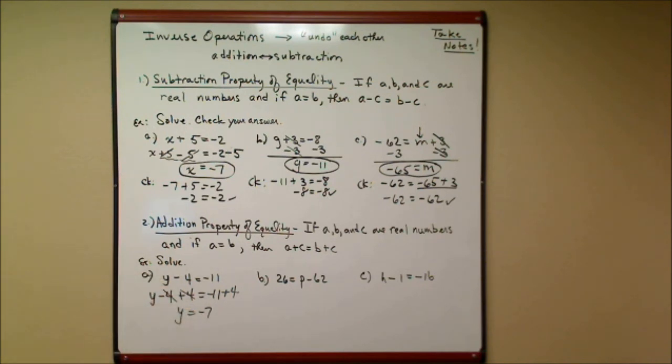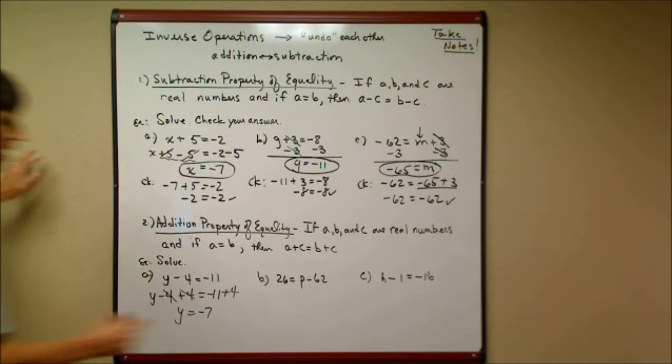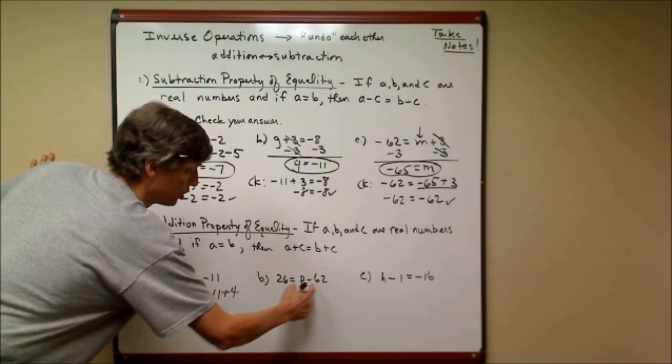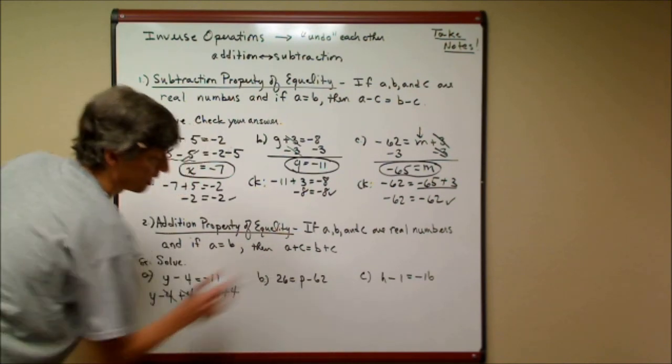In the next problem here, the variable's on the right side. Again, that doesn't matter. If you can't stand that variable being on the right side, you can use the symmetric property of equality, flip the sides around, write p minus 62 equals 26, and solve it that way. But I'm going to leave it as is. I'm going to get the minus 62 away from the variable p. I'm trying to isolate that variable there.